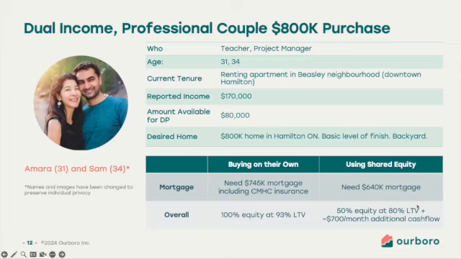So in this instance, whether Amara and Sam decided that they want to take on less debt or they just didn't qualify for enough mortgage, using shared equity, the shared equity investment provider helps get them to a 20% down payment. So with their $80,000 and the shared equity provider's $80,000, the remaining mortgage needed is only $640,000. So that's 80% LTV, and Amara and Sam have 50% equity.